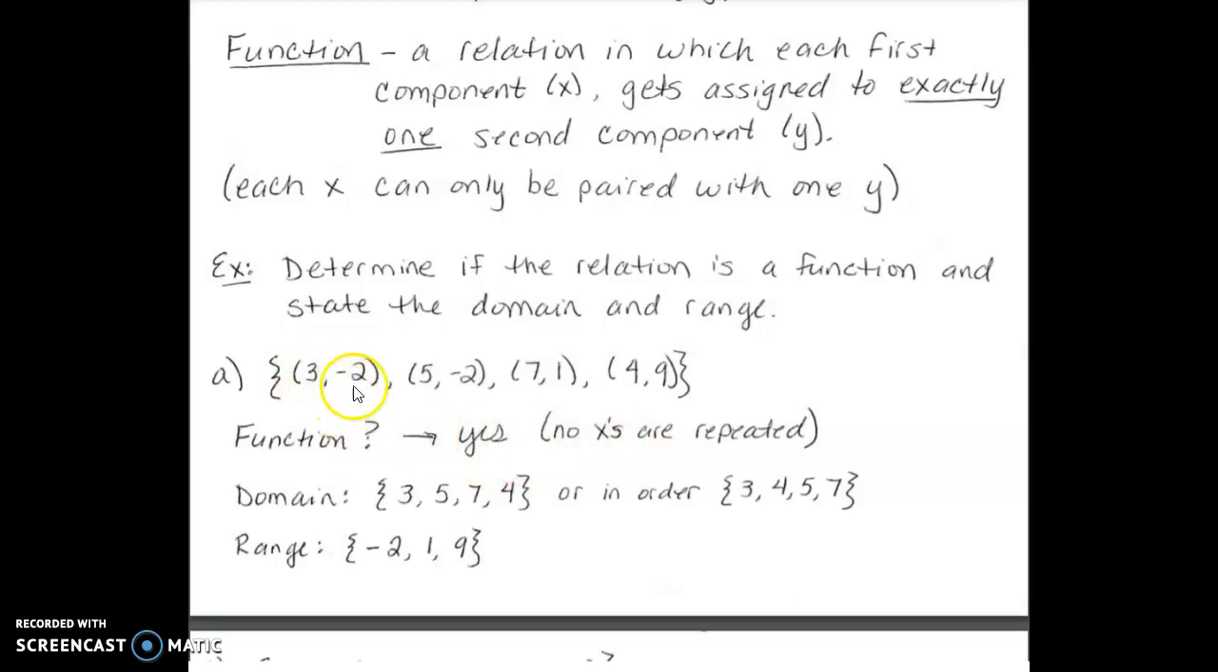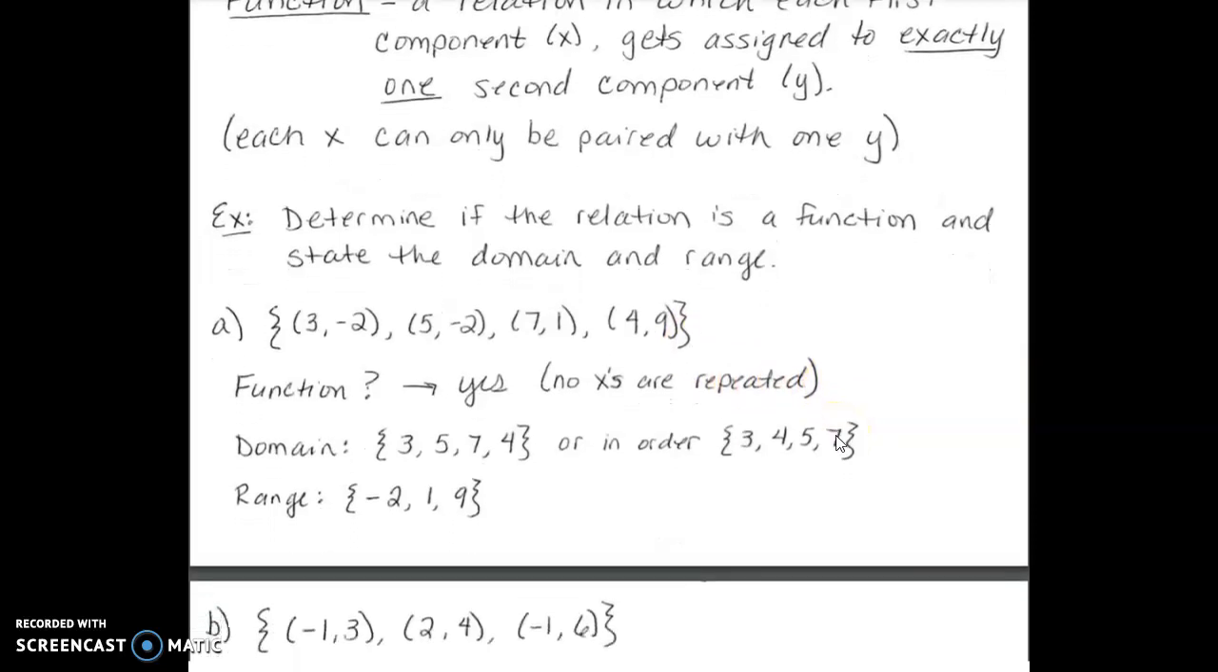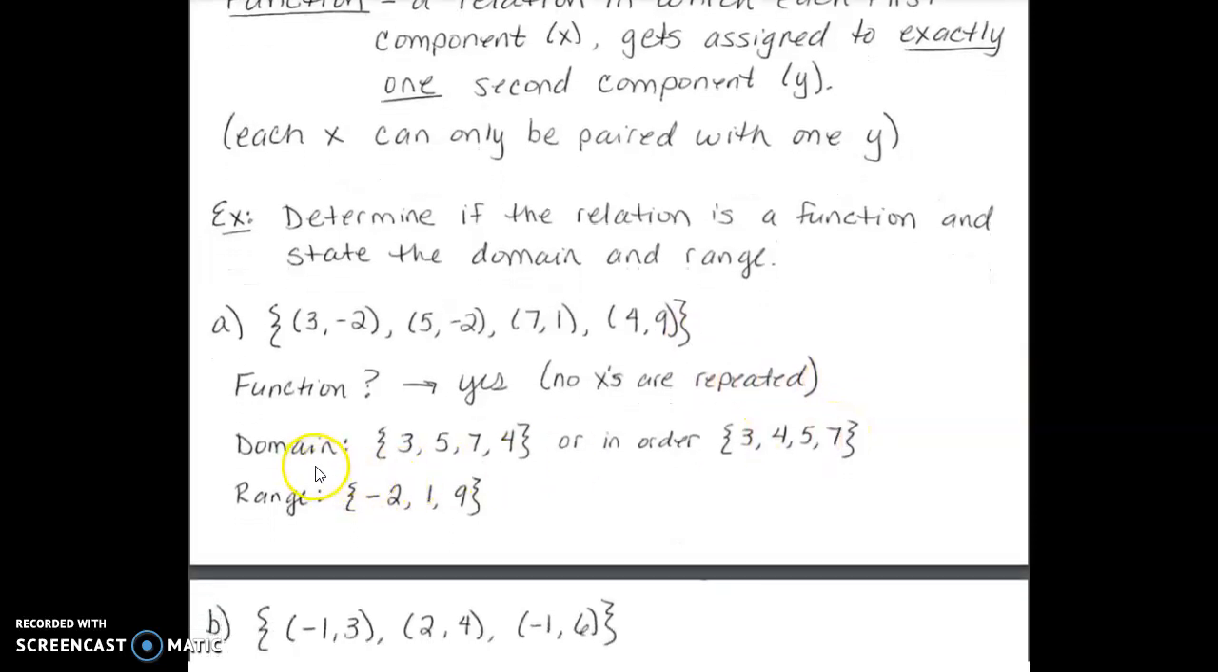The x value 3 goes to one y value, the x value 5 goes to one y, the x value of 7 to one y, and the x value of 4 to one y. So since no x's are repeated, this is a function. The domain represents the set of all first components. Since this is a finite set of numbers, we simply list the domain as a set of numbers.